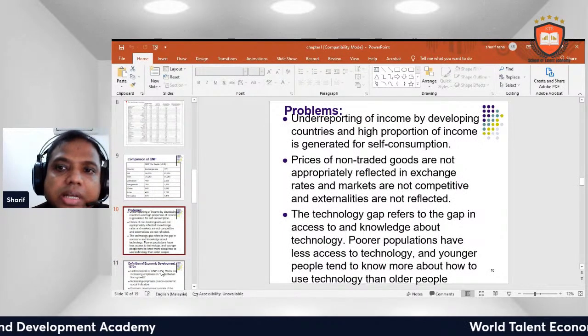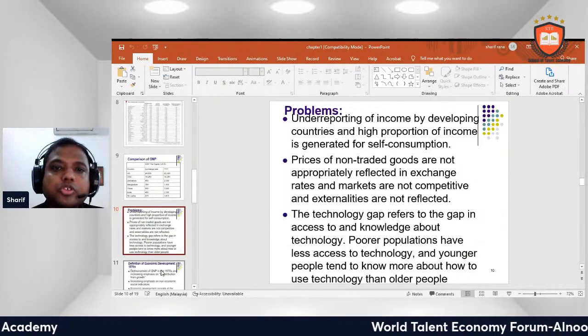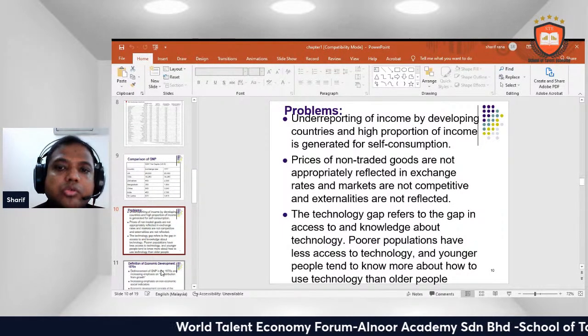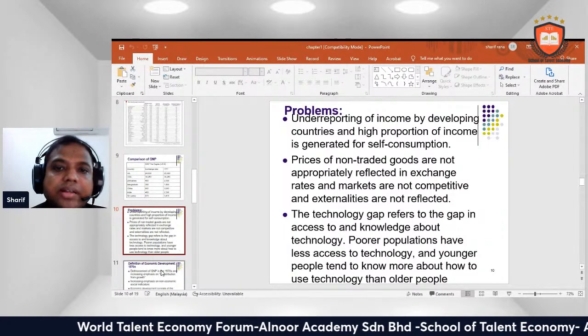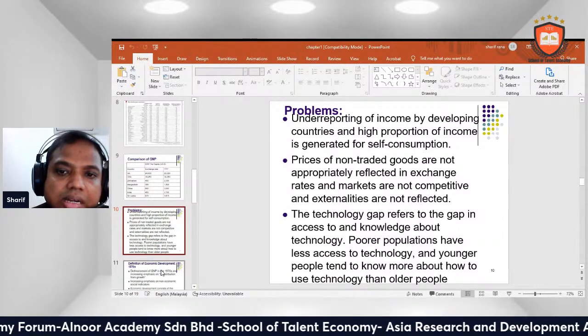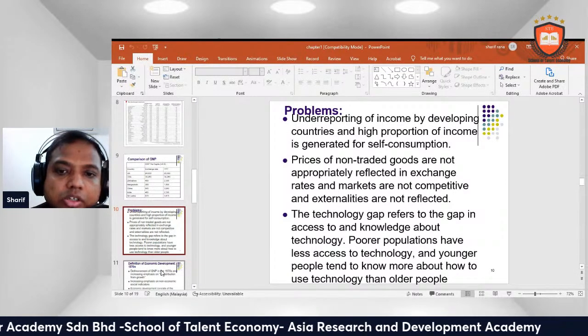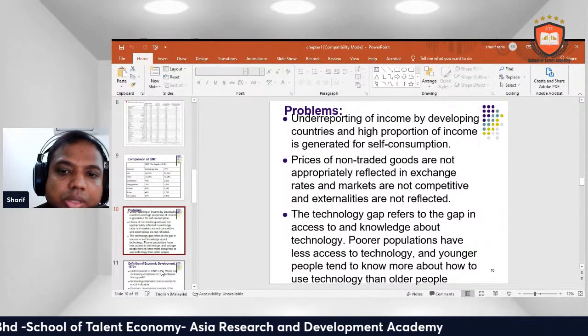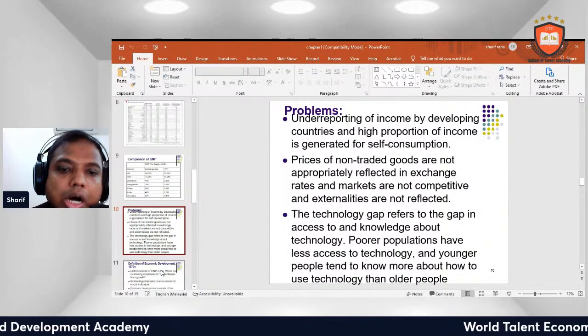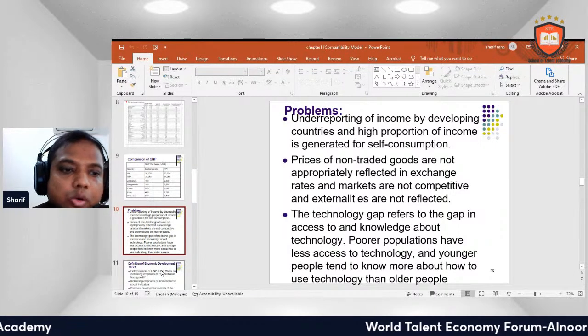Problem: understanding of income in developing countries, where a high proportion of income is generated for self-consumption. Prices of non-traditional goods do not appropriately reflect exchange rates, markets are not competitive, and externalities are not reflected. The technology gap refers to the gap in access to and knowledge about technology. Poor populations have less access to technology, and younger people tend to know more about how to use technology than older people.